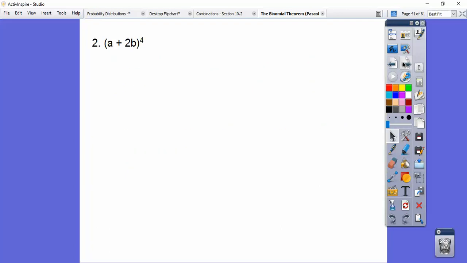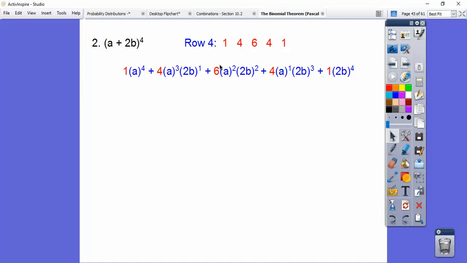So here's A plus 2B to the 4th. So let's go to row 4: 1, 4, 6, 4, 1. And then we put those in the spots right there. So 1, this guy to this power, and then plus the next number is this guy, and then decrease a, and this guy, the 2b, increases. Decrease a, and 2b increases.